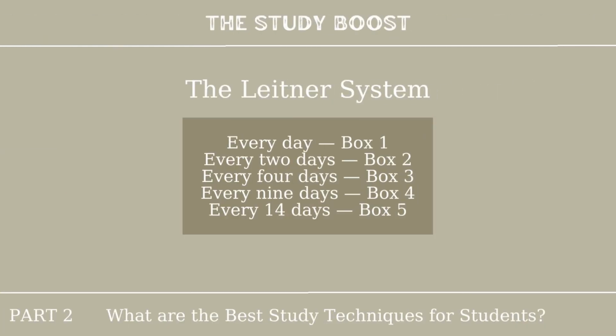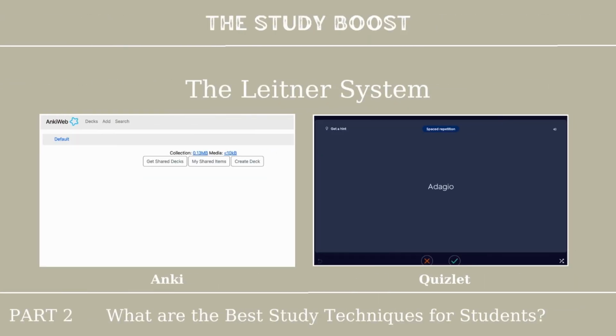An example schedule for the Leitner system could be, box 1 is every day. Box 2 is every 2 days. Box 3 is every 4 days. Box 4 is every 9 days and box 5 is every 14 days. There are also many online apps such as Anki, Quizlet and more.